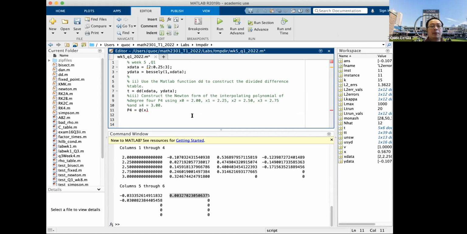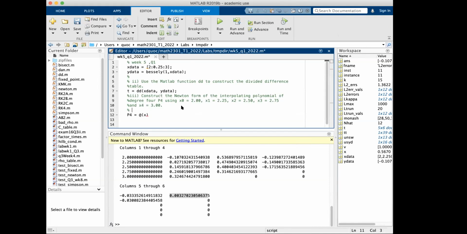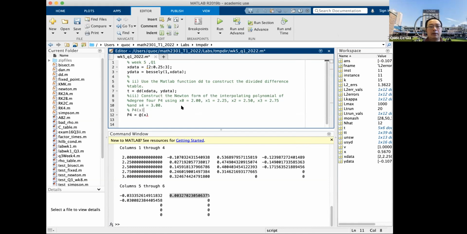So remember, if you write out the Newton form, suppose you write P4(X) like this, then the first term will be f(X1), and then plus the divided difference over X1, X2 times (X minus X1), and then the divided difference over X1, X2, X3, and then you have (x minus x1)(x minus x2), and then the next term will be the divided difference of x1, x2, x3, x4. No, sorry. We start with x0, so sorry about that.